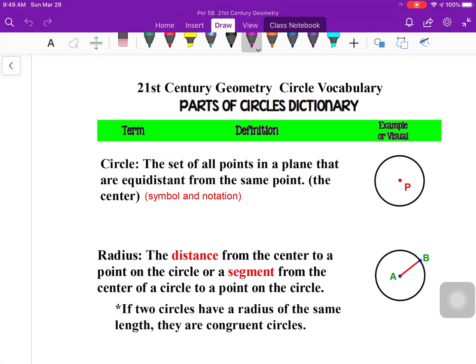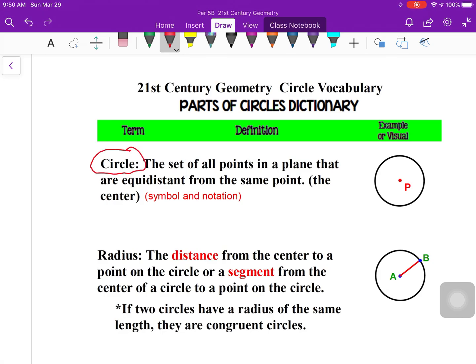So this first section is actually just about the vocabulary and some of the new shapes that we're going to be talking about within the circle. They're not really new shapes, they just are specific to circles themselves. Okay, so let's get the vocabulary down first.